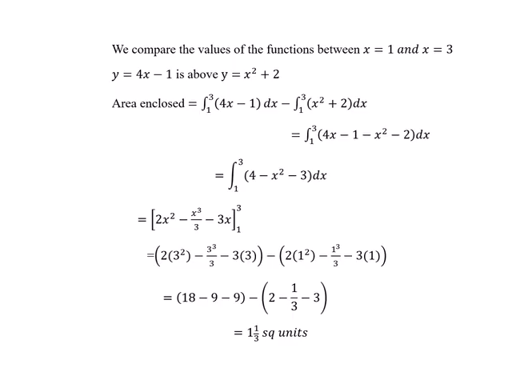Then the area enclosed is equal to the integral of 4x minus 1 from 1 to 3, minus the integral of x squared plus 2 dx from 1 to 3. Since the line y is above the curve y, we have line y first, minus the curve y. Then we have our answer. We just integrate, and you get the answer to be 1 1/3 square units.